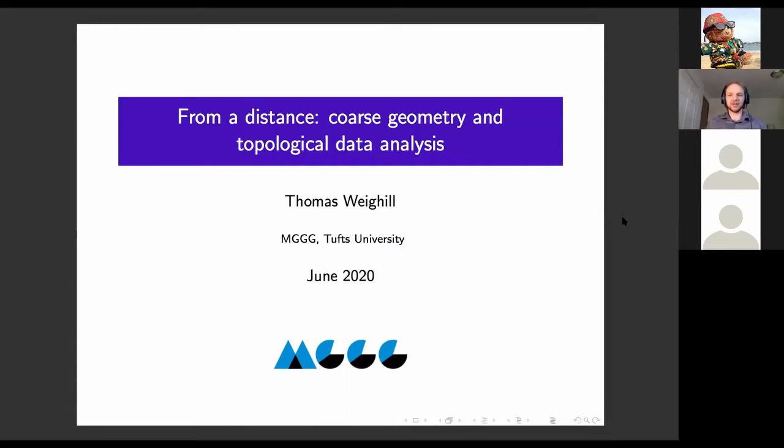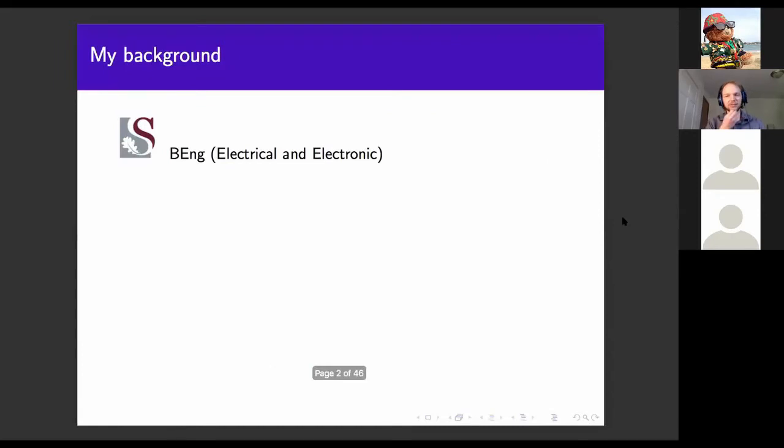So I'm going to try and give a really high level, rough overview of some of the stuff that I think about and that I work on. I'm going to try and cover both of these topics, but I'm going to mostly focus on coarse geometry, which is kind of the pure math that I do. So first things first, here's kind of where I'm coming from in terms of my background.